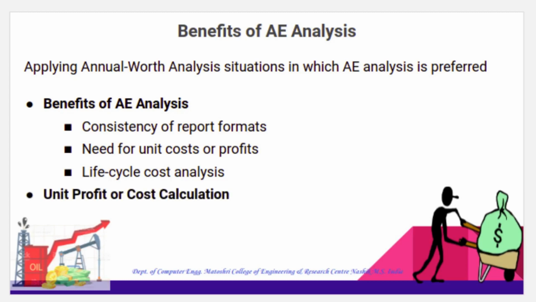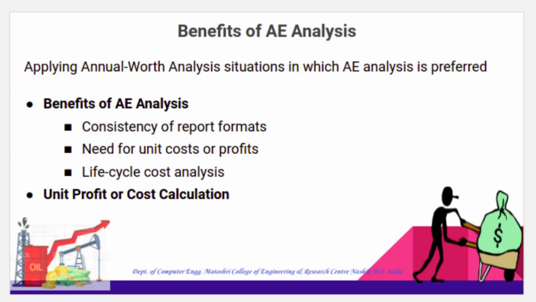Then, unit profit or cost calculation. In many situations, we need to know the unit profit. Sometimes it is called the cost of operating an asset. To obtain this quantity, we need to determine the number of units to be produced, or sometimes serviced, in each year over the life of the asset.